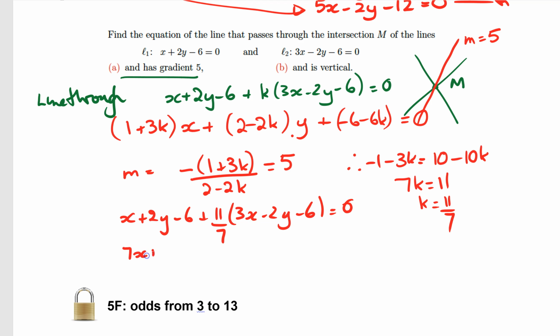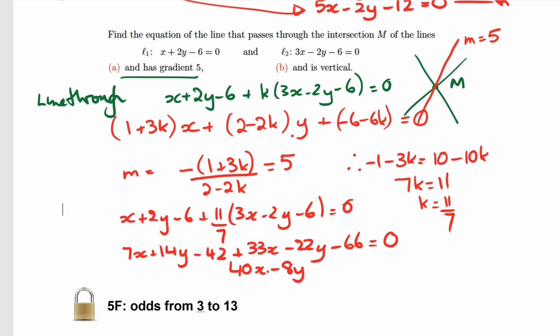So I'd have 7x plus 14y minus 42 plus, now I've just got 11 times what's in the brackets, so that's 11 3's, 11 2's, 11 6's, and over here is still 0. And now gather terms together. So I've got 40 x's all together. I've got, what's that, minus 8 y's. And I've got minus 108.